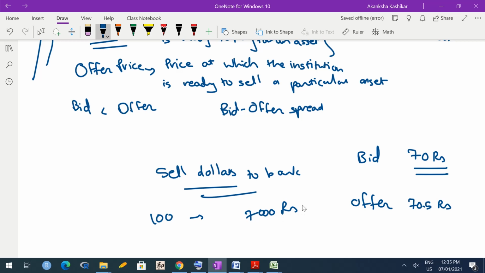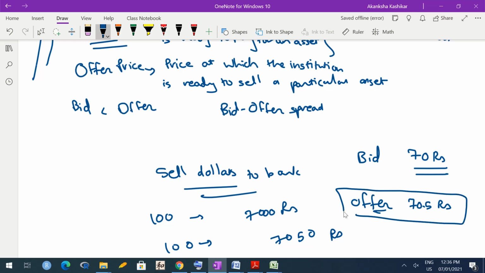So if you have $100 left with you, bank will give you 7,000 rupees in exchange to those dollars. On the other hand, you have a friend who is going to US now and he wants to buy dollars, but unfortunately you two can't meet, so you can't give your dollars to him. He goes to the same bank, but now he wants to buy the dollars, so bank is going to sell him the dollars. So for $100, bank will charge him 7050 rupees instead of 7,000 rupees. Why? Because the offer price given by the bank is 70.5. So when the bank wants to sell the dollars, it is going to sell at 70.5, whereas when it wants to buy, it is going to buy at 70 rupees.